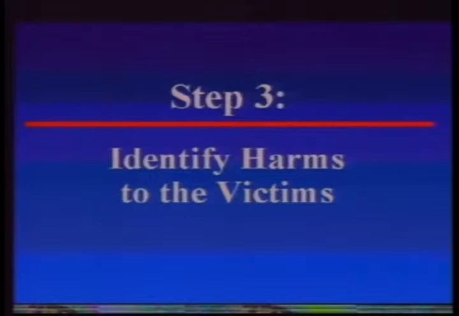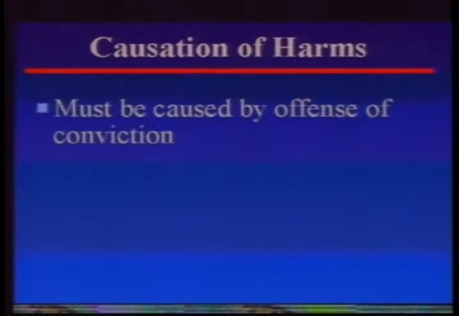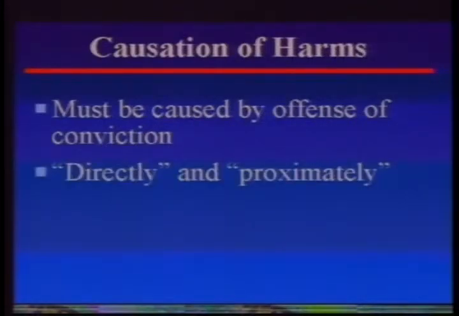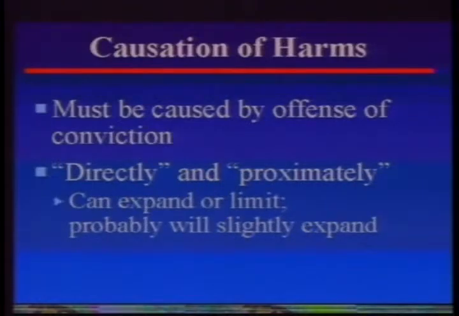Step 3 is identify the harms to the victims. And here the issue, as we mentioned earlier, is the causation of harms. The harm must be caused by the offense of conviction. And then we have these words directly and proximately that were introduced by the Mandatory Victim Restitution Act back in 1996. A little uncertainty there because we think they can expand or limit the harms that will be included. Probably will slightly expand.